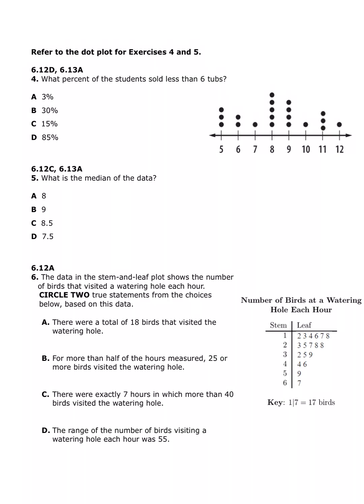B. For more than half of the hours measured, 25 or more birds visited the watering hole. C. There were exactly 7 hours in which more than 40 birds visited the watering hole. D. The range of the number of birds visiting a watering hole each hour was 55.